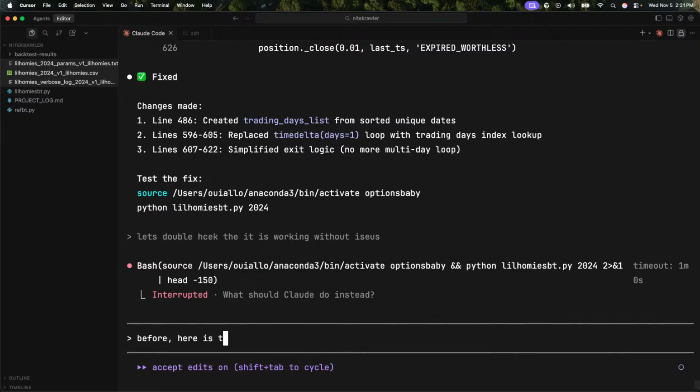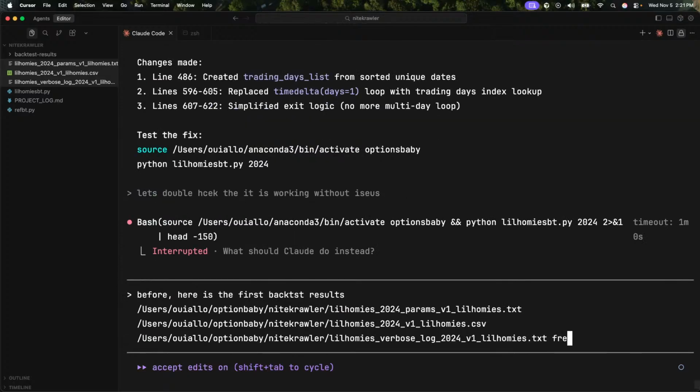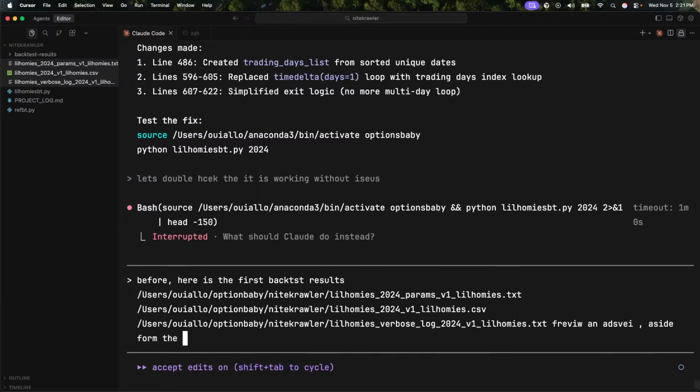Here is the first backtest results, review and advise. Aside from the issue we fixed now, are the parameters, I'm just going to say params, but are the parameters overly restrictive? Can we make it more aggressive?